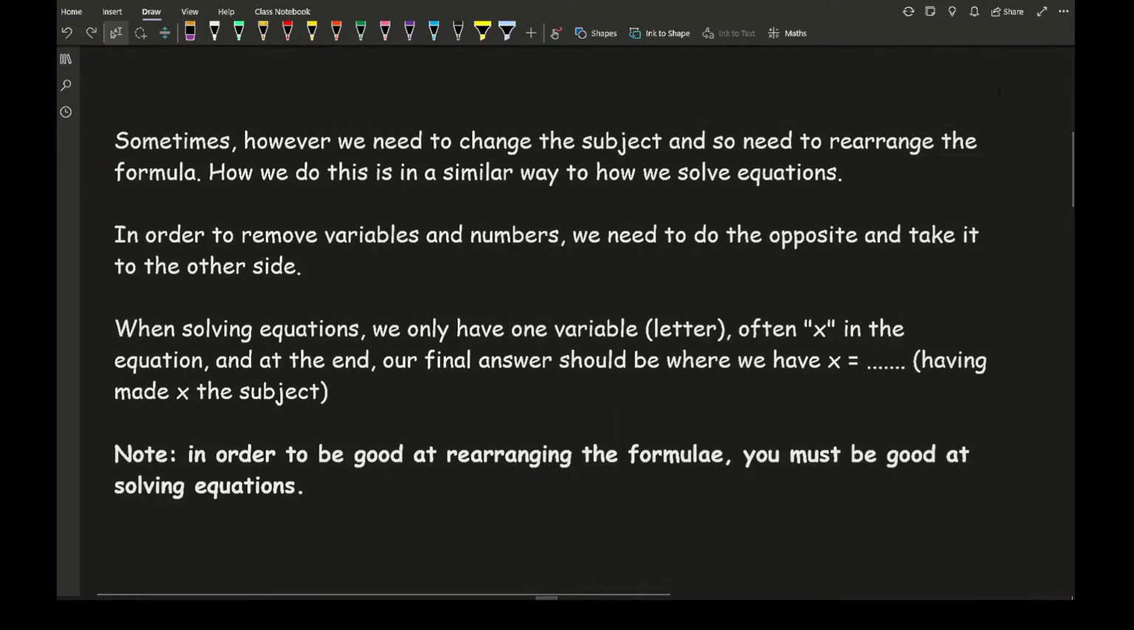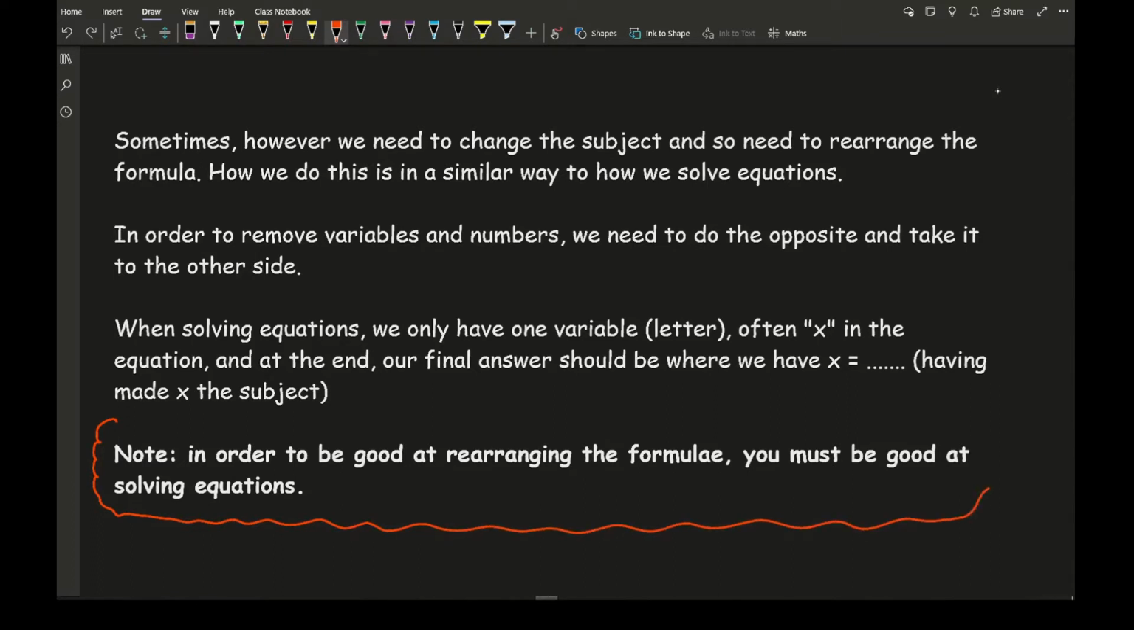So sometimes we need to change the subject, so we need to rearrange the formula. How we do this is in a similar way to how we solve equations. In order to remove variables or numbers, we need to do the opposite and take it to the other side. When solving equations, we only have one variable, often x, and at the end our final answer should be x equals, in other words making x the subject. The key thing is that to be good at rearranging the formula, you need to be relatively competent at solving equations.